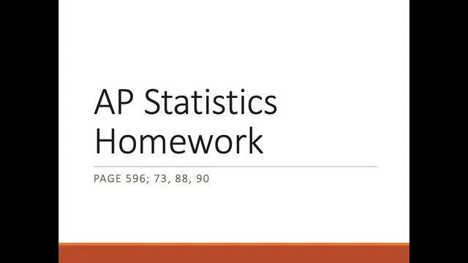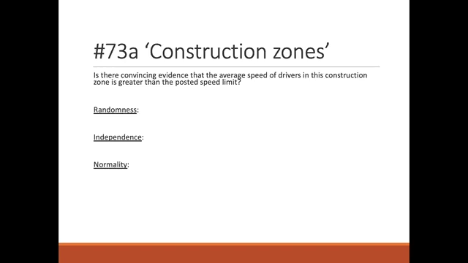Let's take a few minutes and look at our practice questions about significance tests for means. So the first test involves construction zones. Is there evidence that the average speed of drivers in a particular construction zone is greater than the posted limit? The null hypothesis would be that the average speed of drivers is really what is posted, which is 25. If we're interested in people speeding, then the alternative that we care about is a mean speed that's greater than 25.